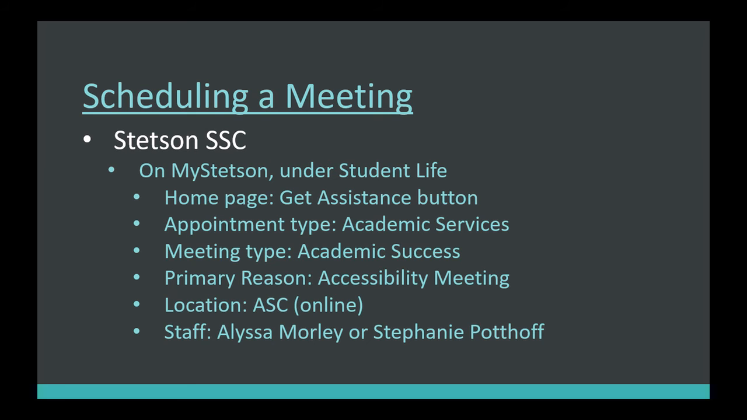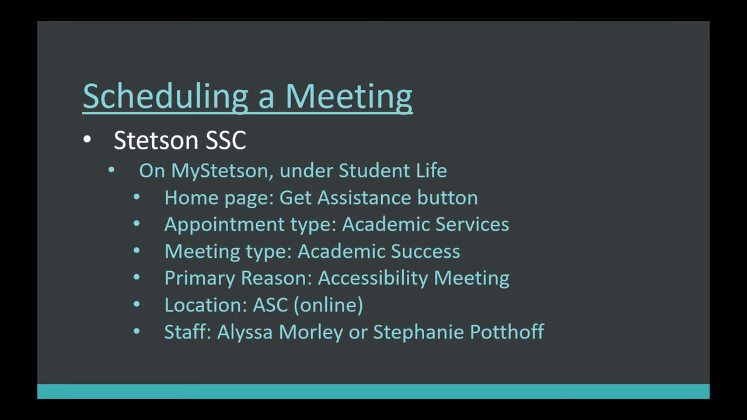When you get to that page, for the appointment type, you'll click Academic Services. For the meeting type, you'll click Academic Success, and for the primary reason, you'll select Accessibility Meeting. For the location, currently, due to COVID-19, we are taking online meetings. As that situation changes, we may shift back to the in-person meetings, for which you can select at that time. For now, you would just click ASC Online.